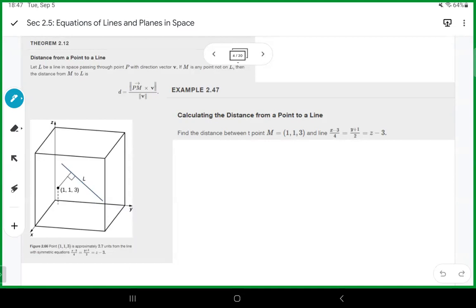So from the symmetric equations of the line, we know that the vector v, which is 4, 2, 1, is a direction vector for the line. Setting the symmetric equations of the line equal to 0, then we're going to see that the point is 3, -1, 3.